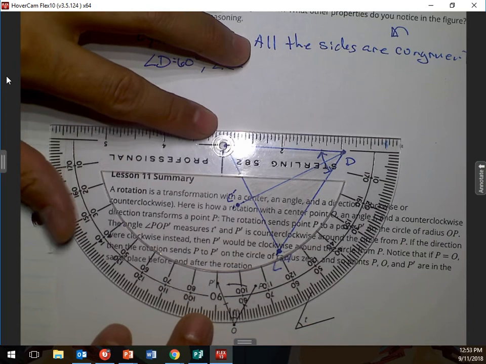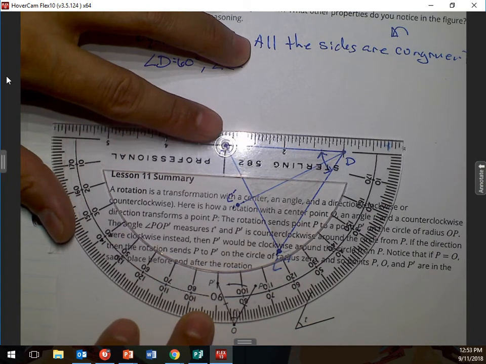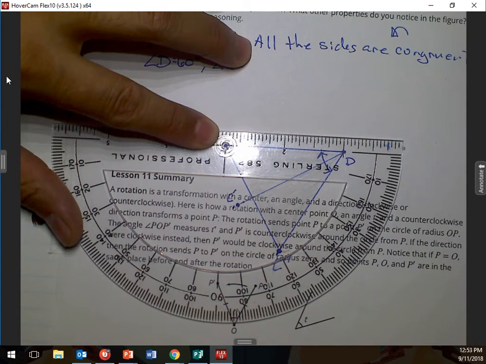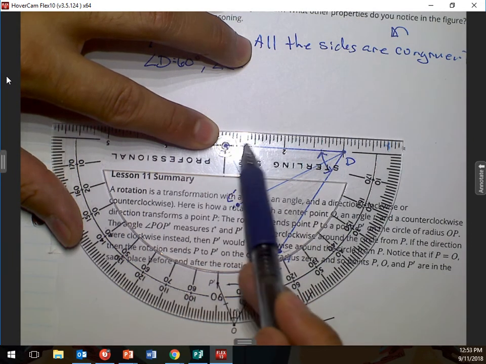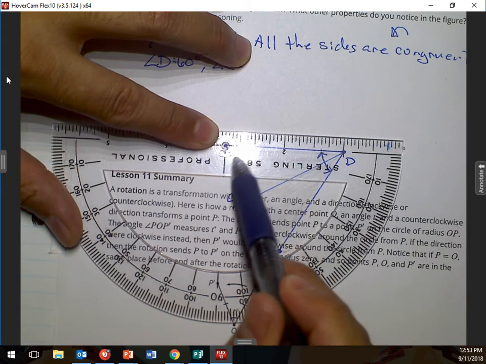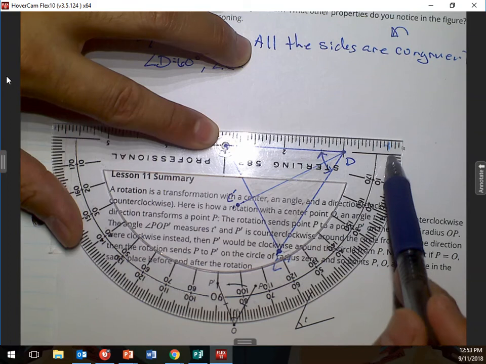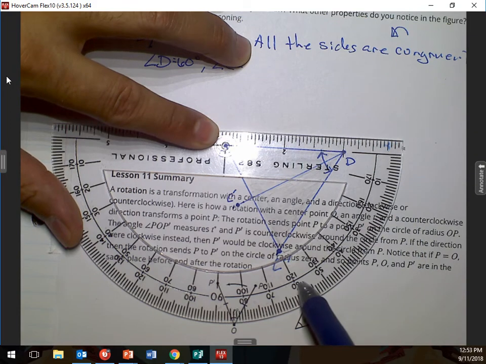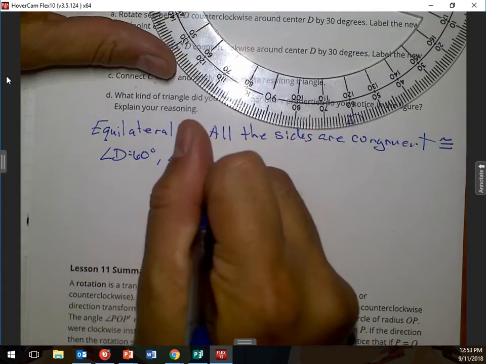Now, on this one right here, I put the center at the vertex. I line up one of the lines right here to be 0. So I'm measuring here to here, going this way. I always start from 0, so this goes to 60. So angle C is going to be 60.